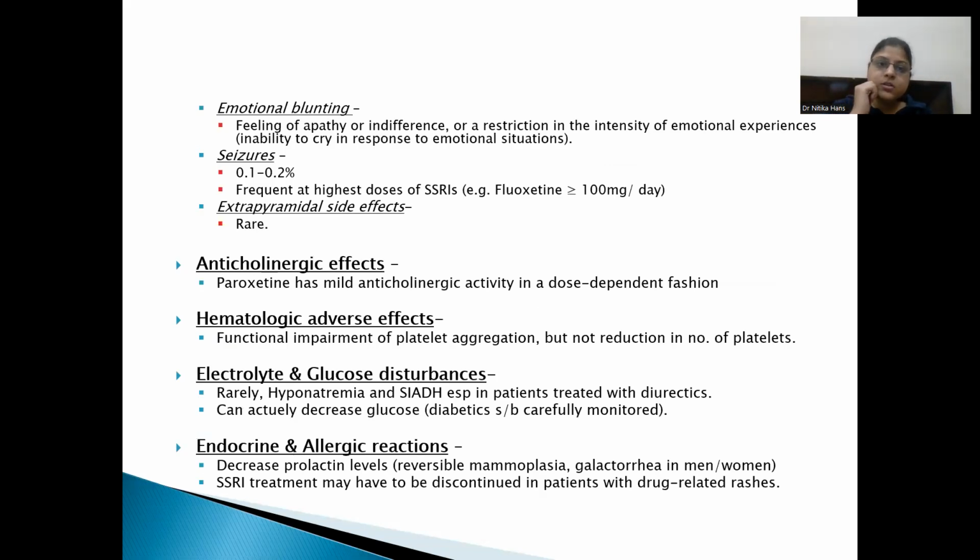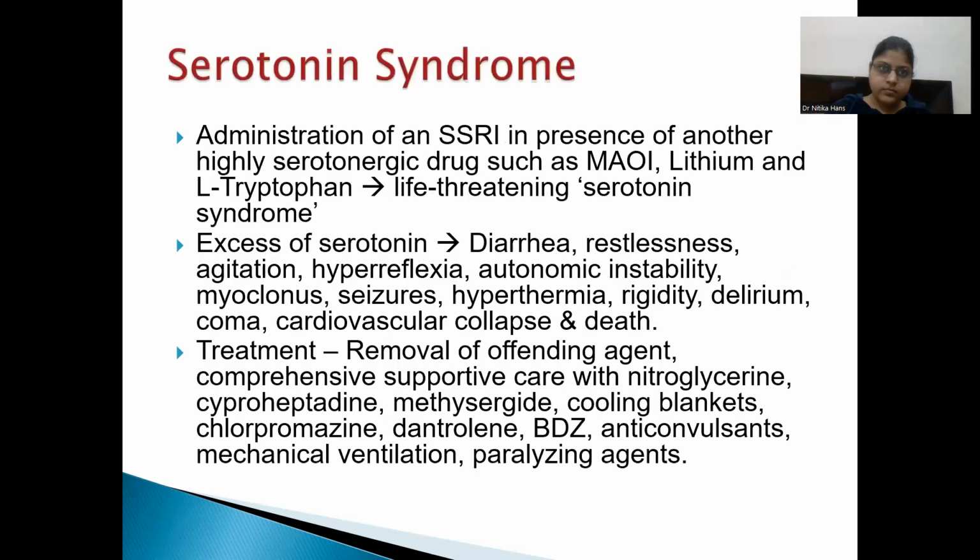Emotional blunting, seizures, and extrapyramidal side effects can occur. Anticholinergic effects are not seen so much, but paroxetine has mild anticholinergic activity. Hematological adverse effects can be seen; there can be platelet aggregation. Electrolyte and glucose disturbances can occur; they decrease the glucose. Endocrine and allergic reactions: they decrease prolactin levels, so they can cause galactorrhea, and they can also cause drug-related rashes.